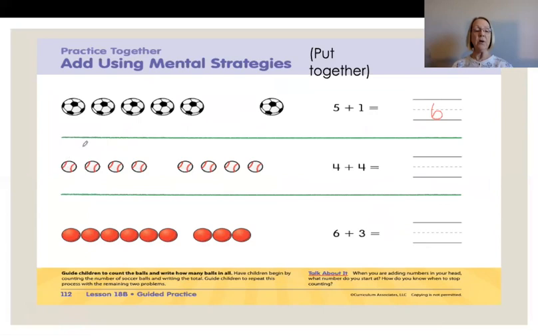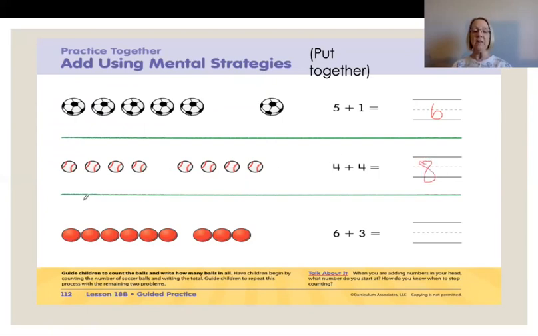Now we have 1, 2, 3, 4 baseballs, and we're going to put together 4 more with this 4, and so we have 4, 5, 6, 7, 8. So we have a total of 8 baseballs.